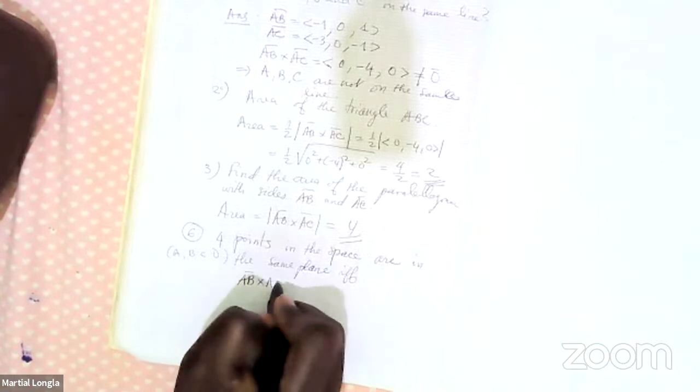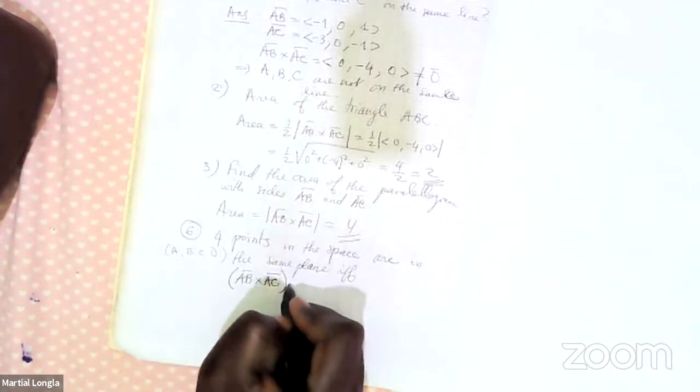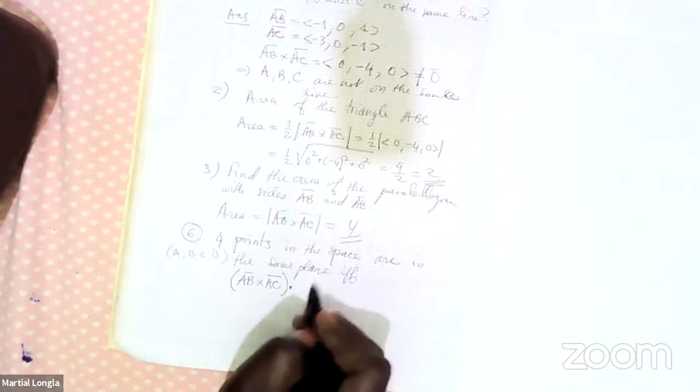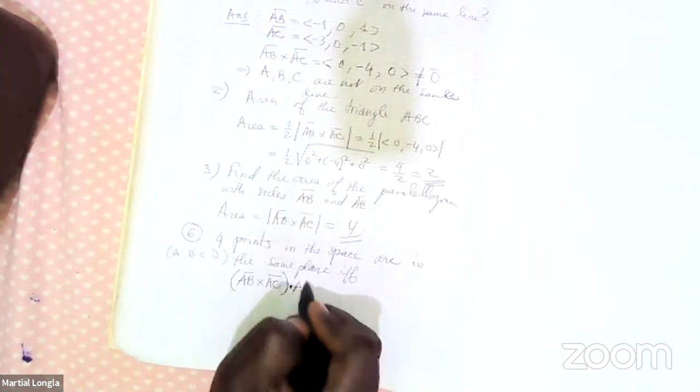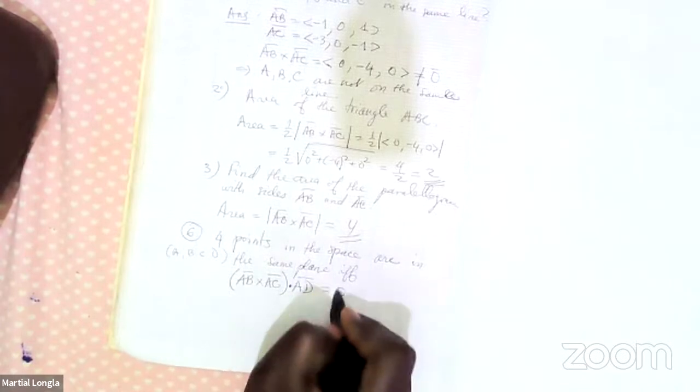AB cross AC, this would form a plane. A, B, C would form a plane, and therefore, if the fourth point is still in the same plane, then the dot product with AD will be equal to 0.